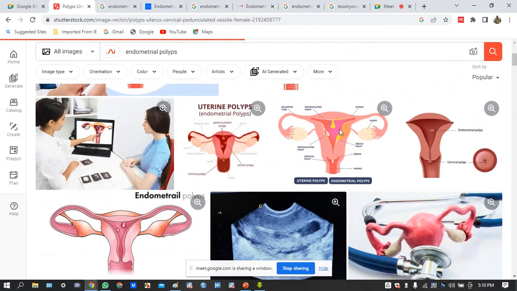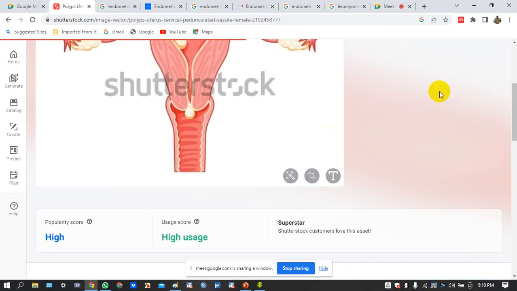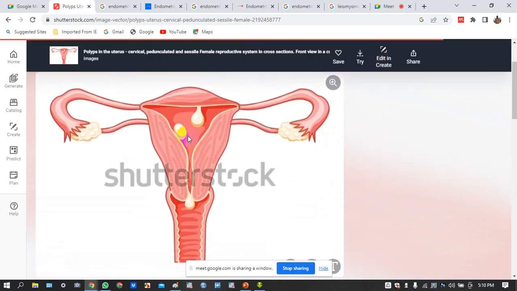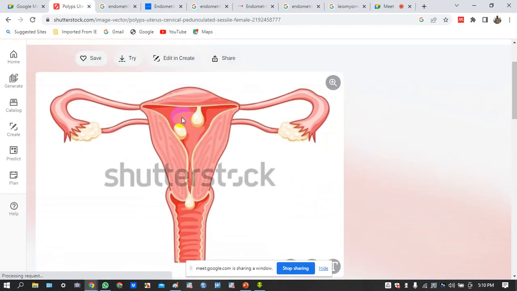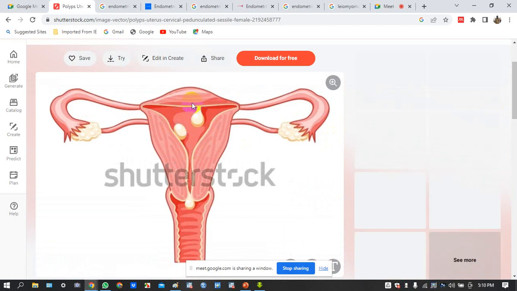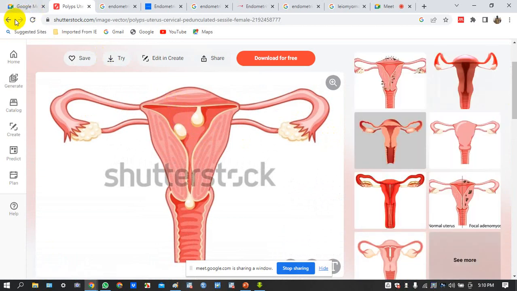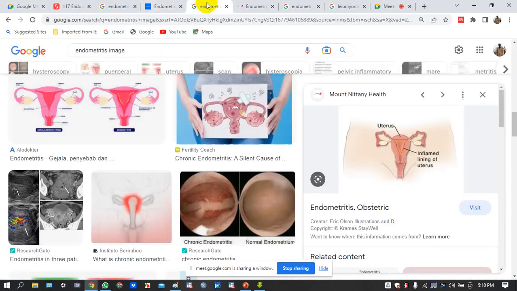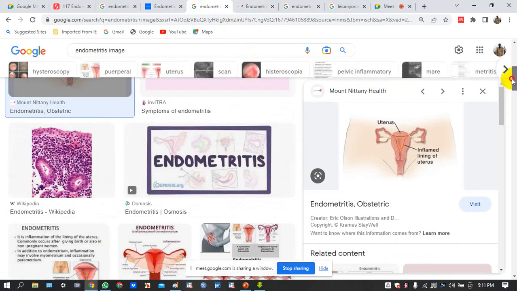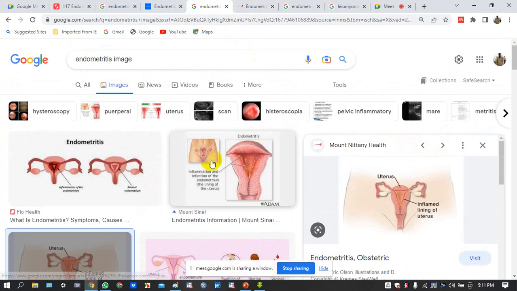So if you have endometrial polyp, it's very difficult for you to have implantation because it's blocking the baby from having nourishment or being implanted into the endometrium. So it's difficult for such women to conceive. So we also have those with what? So then we have endometritis.